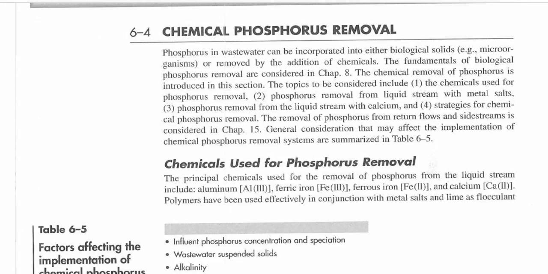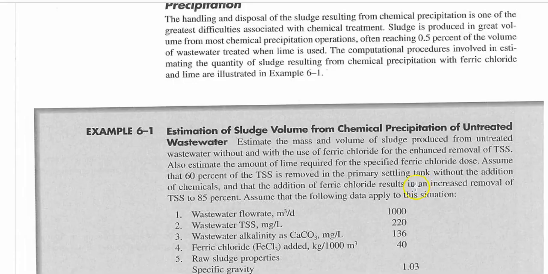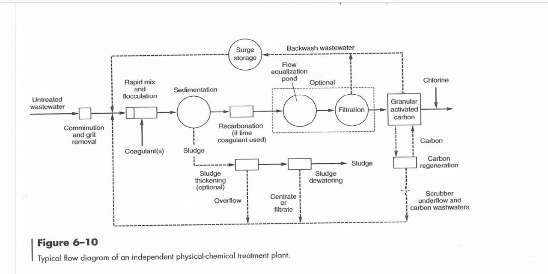So we skip chapter 6.3 and go straight to 6.4 to look at the chemical phosphorus removal. But we can still scroll back a little bit to this plant layout here, which shows a typical flow diagram for a physical chemical treatment plant. And that is similar to what you will be seeing at the wastewater treatment plant.